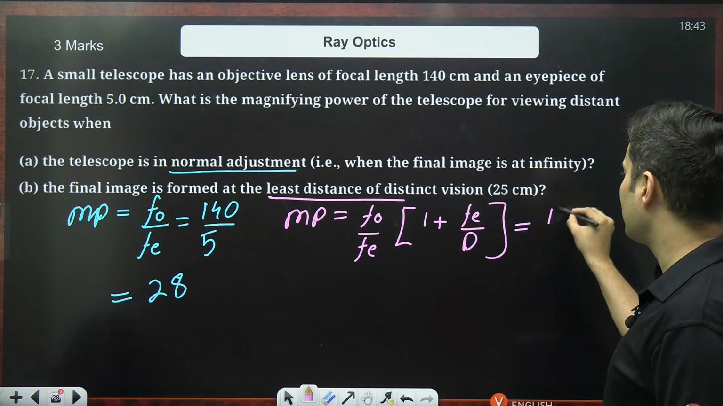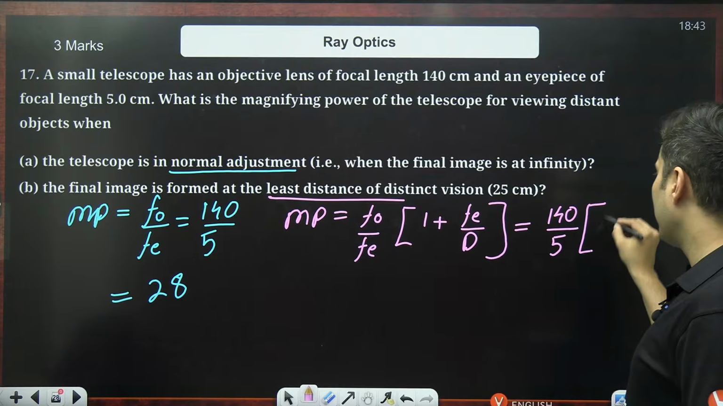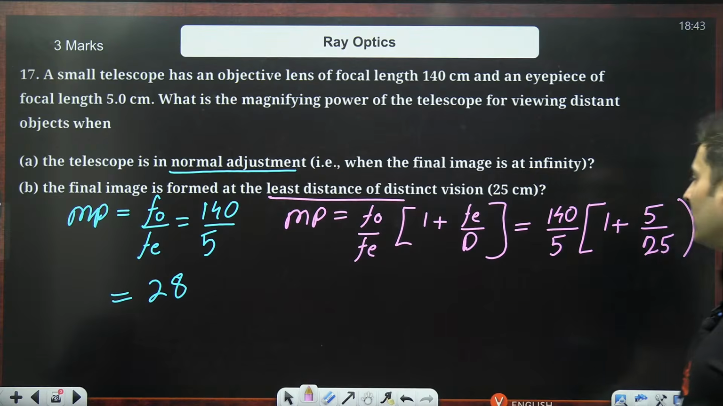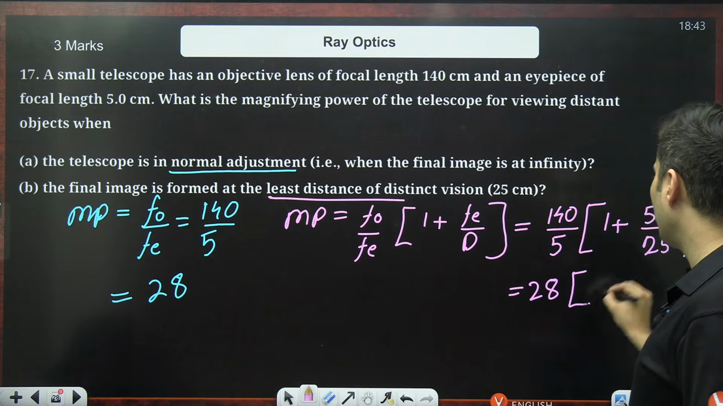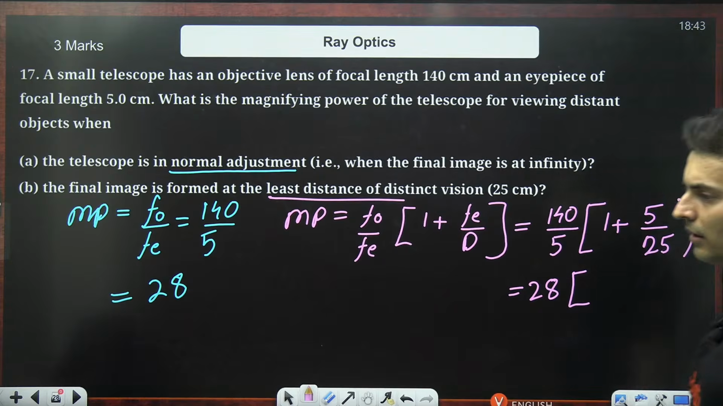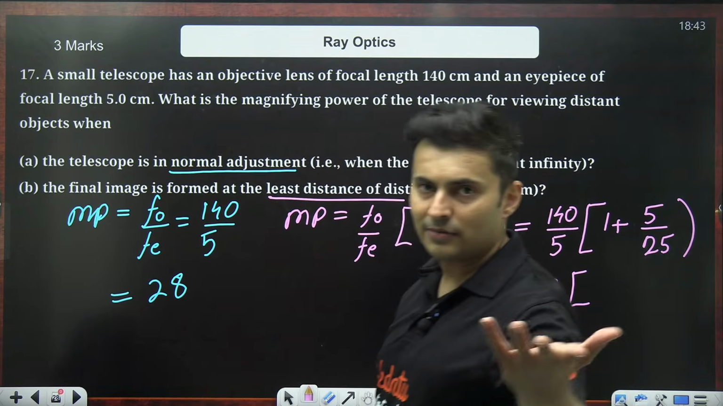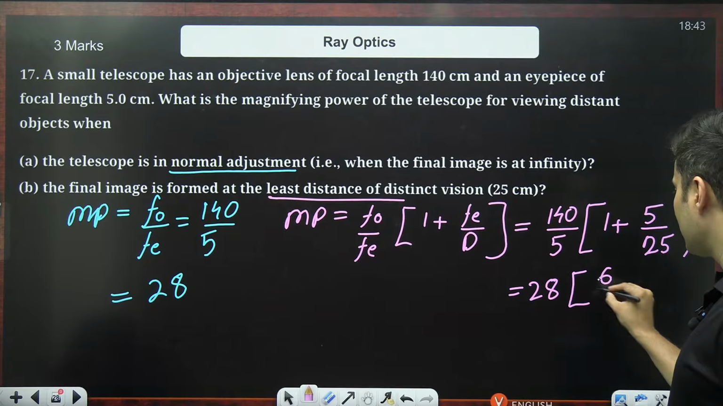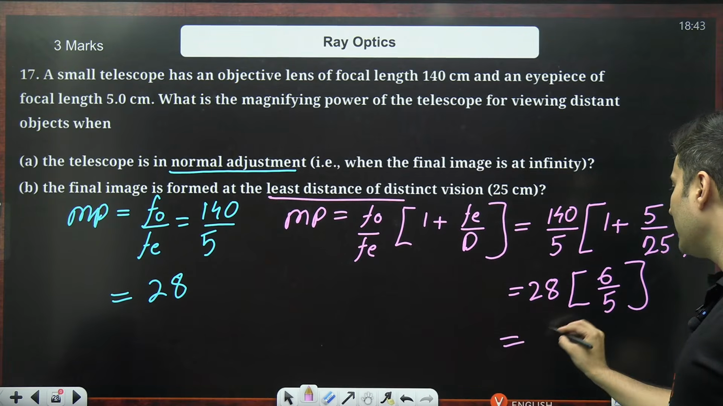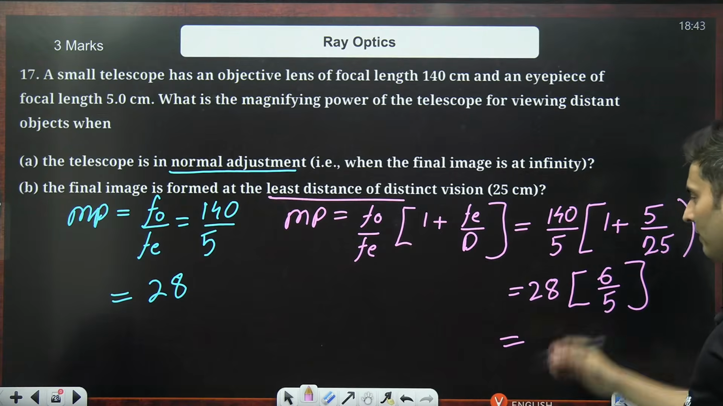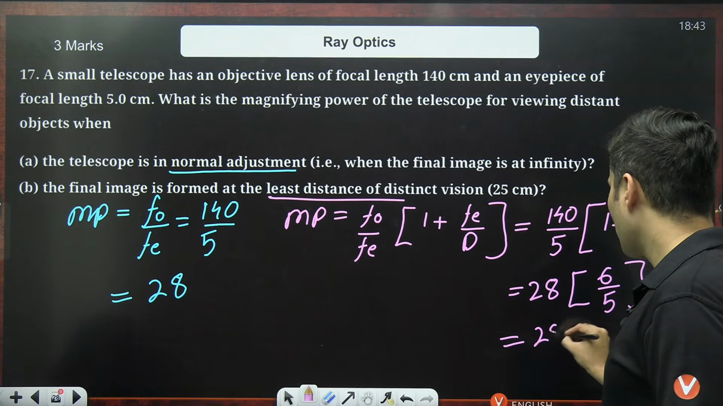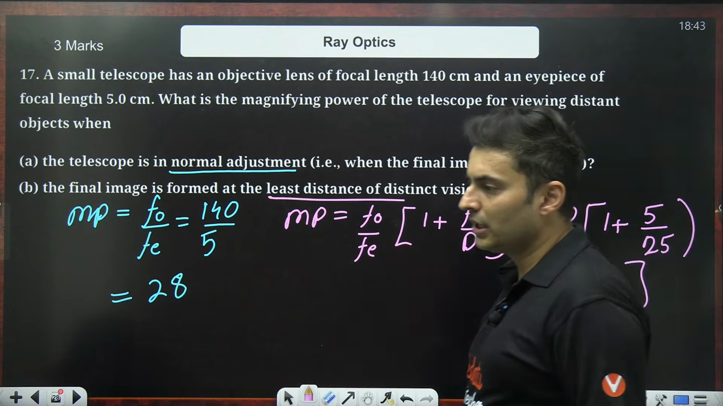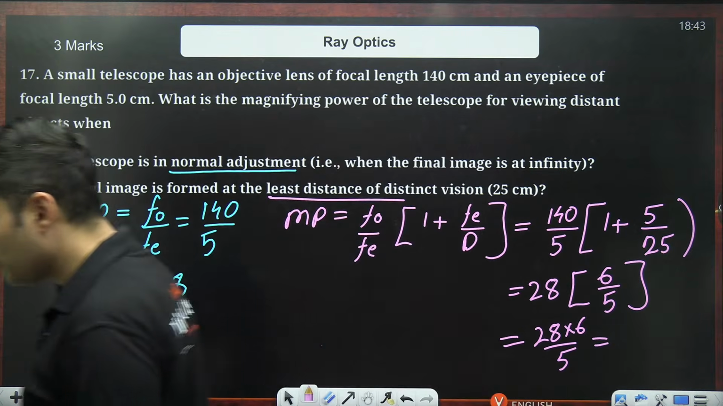So FO by FE is still the same. So 140 by 5, and over here, 1 plus FE, which is 5, by the least distance of distinct vision, which is 25. So 5 by 25 is 1 by 5, and 1 by 5 plus 1 is nothing but 6 divided by 5. So 28 multiplied by 6 divided by 5 will be the answer. Just check it out. How much are you getting? 28 into 6, whole thing divided by 5.